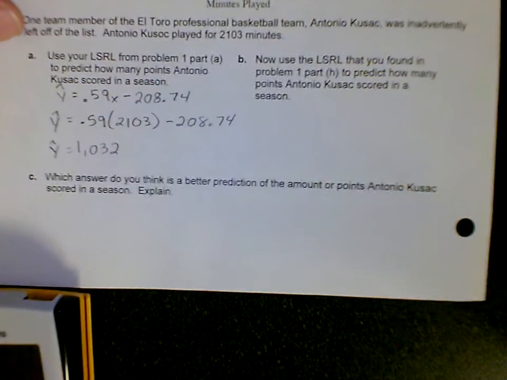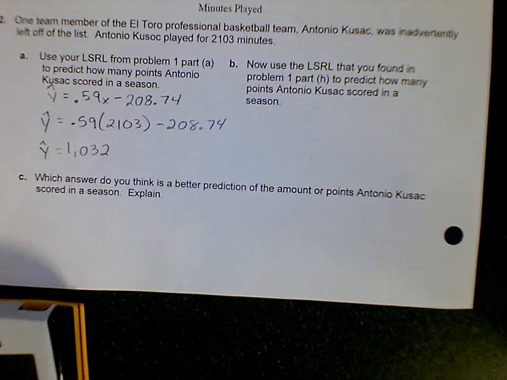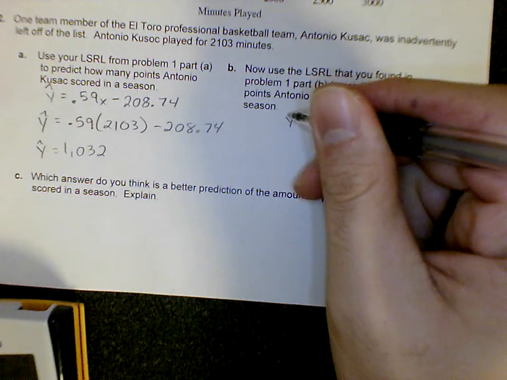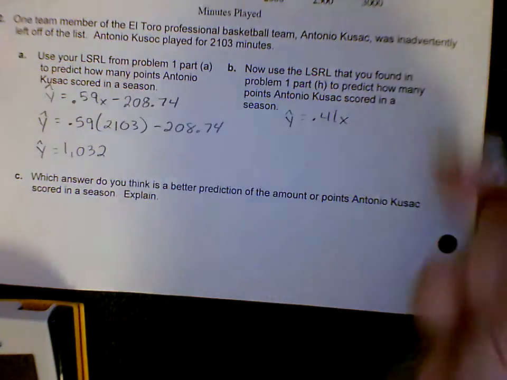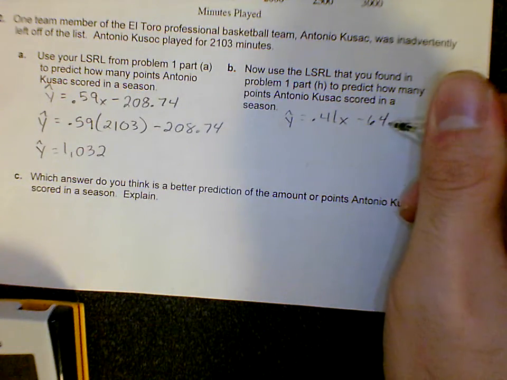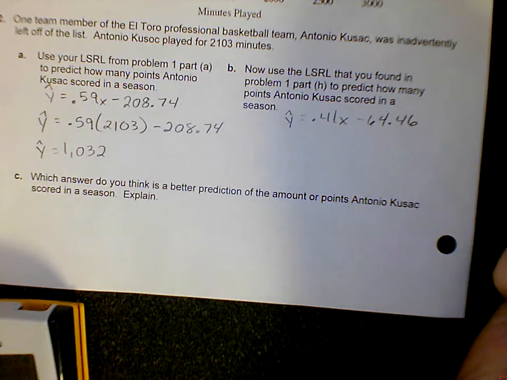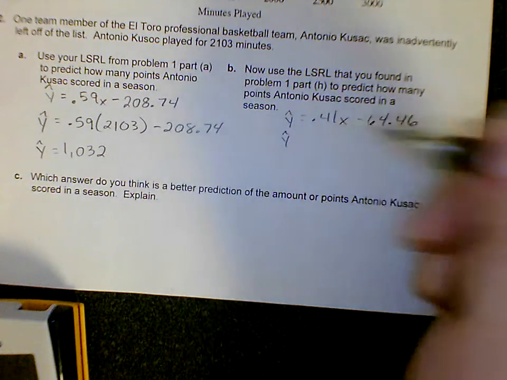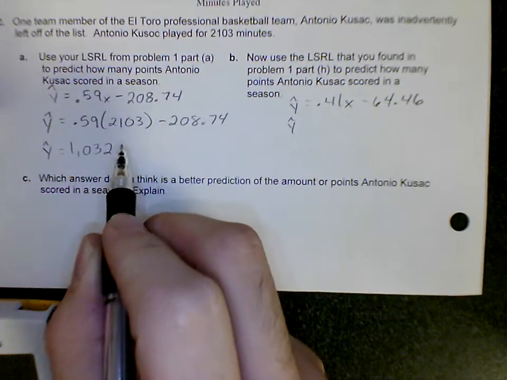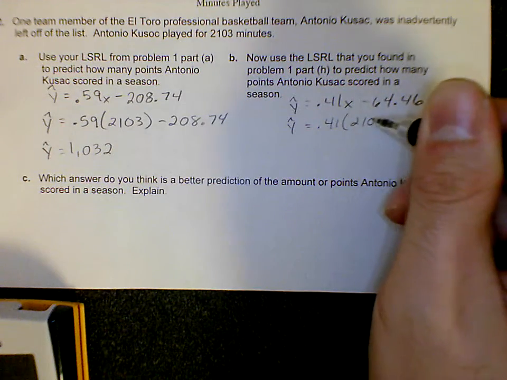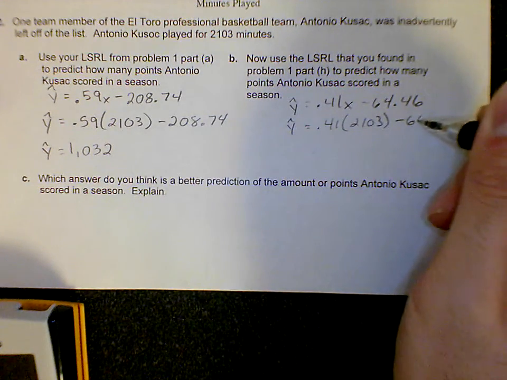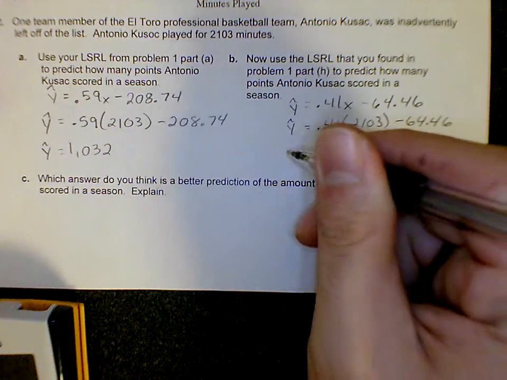And question B. Now use the LSRL that you found in part 1, part H, to predict how many points Antonio Cusack scored in the season. So that LSRL was y hat equals 0.41x, and you can see this on the front side, minus 64.46. Same thing, we're going to plug in the 2,103 for x. And then go ahead and plug this into your calculator. Go ahead and let me know what you get.